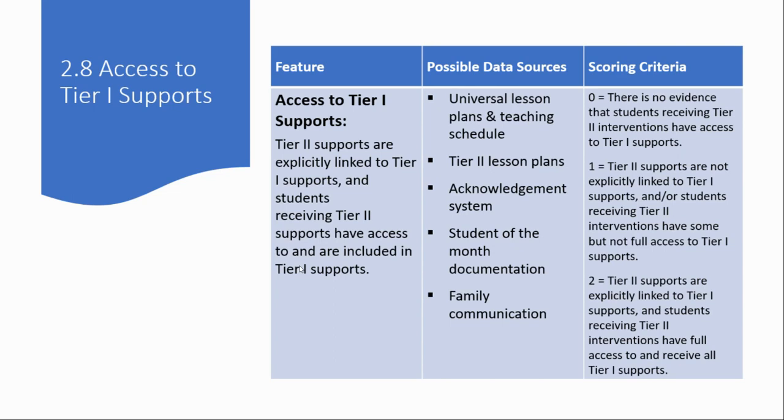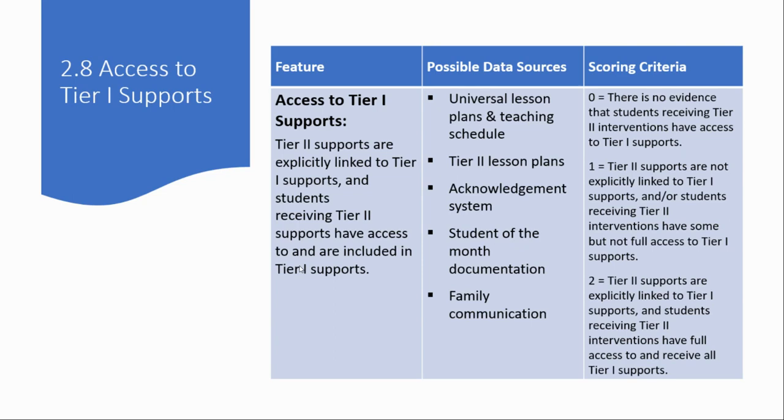So some possible data sources would be the universal lesson plans and that teaching schedule to show when those universal behavioral skills were taught, the Tier 2 lesson plans, a look at the acknowledgement system, if there's student of the month documentation, and any family communication. So a team receives a 0 if there is no evidence that students receiving Tier 2 interventions are still receiving those Tier 1 supports.